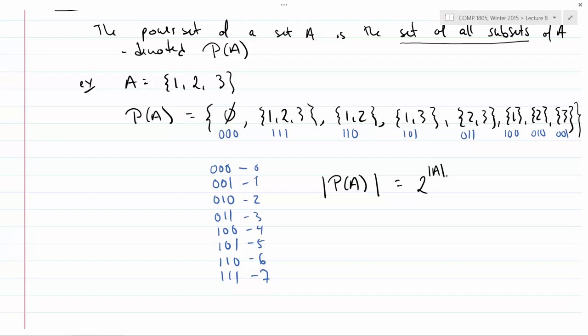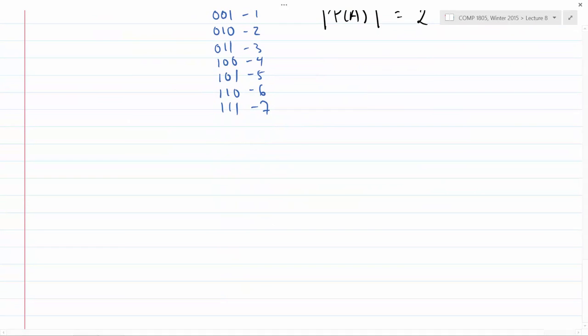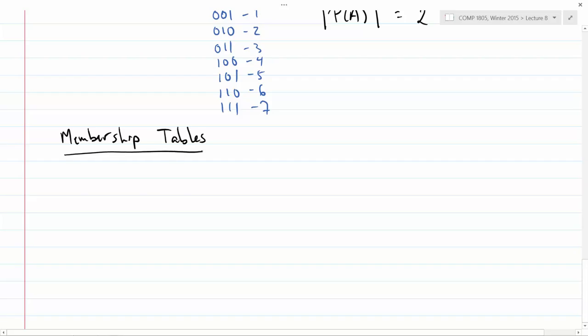All right, so an interesting point was brought up when we did this last example, and that was that this was very similar to truth tables, in that the number of rows was the same if you had three variables and three elements in your set when you're computing the power set. And in fact, we have a very similar notion for sets, although we do it for a different reason. The idea is called membership tables.